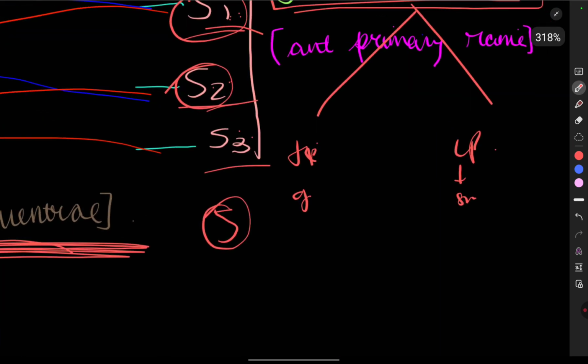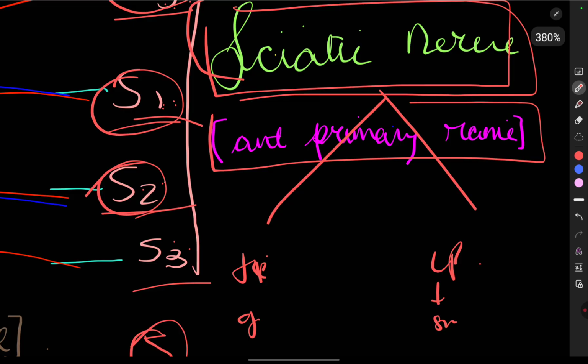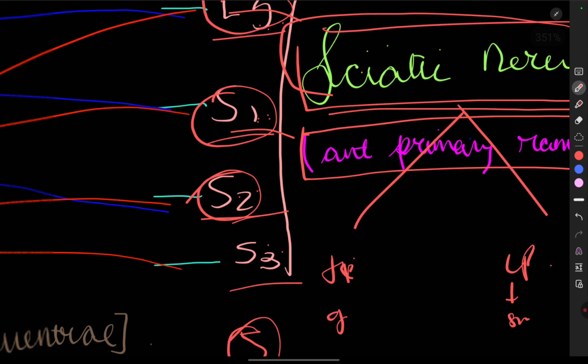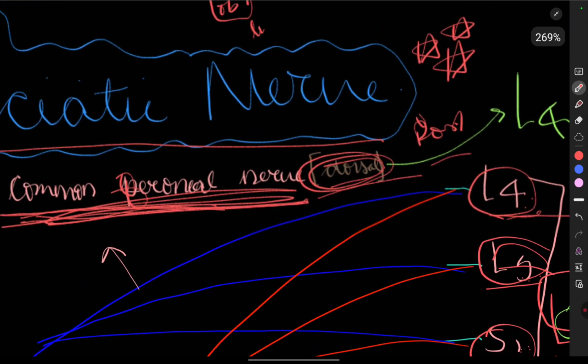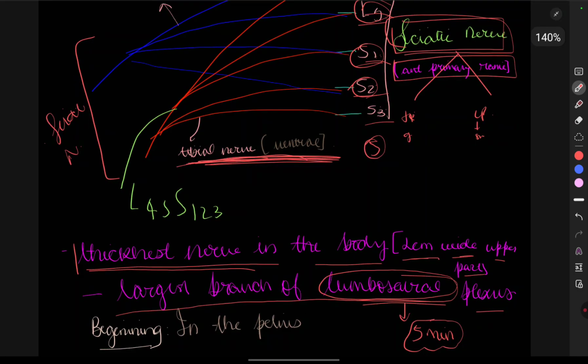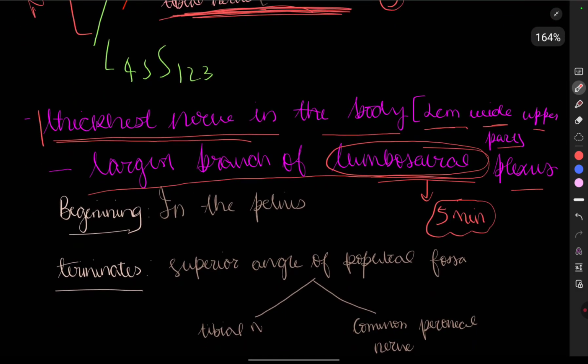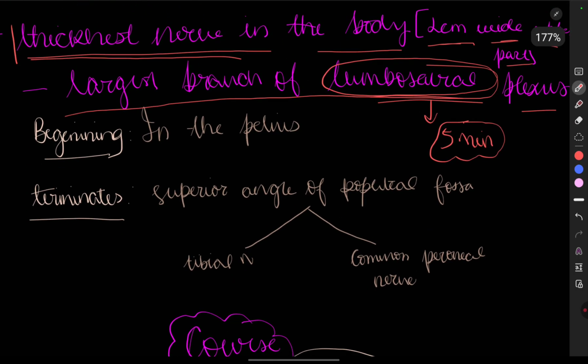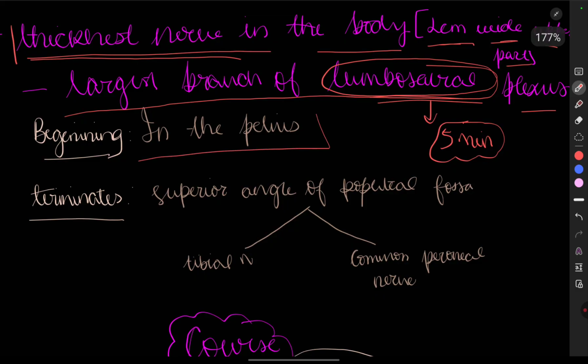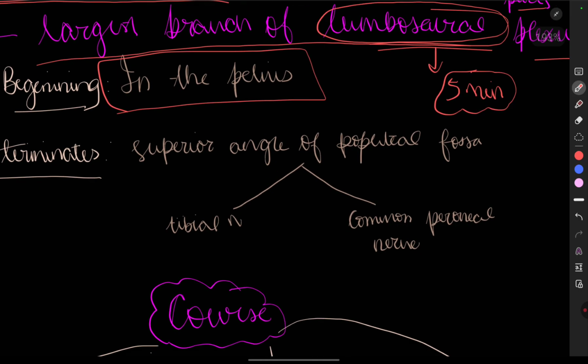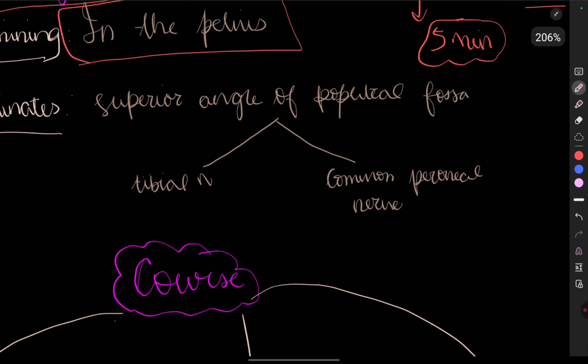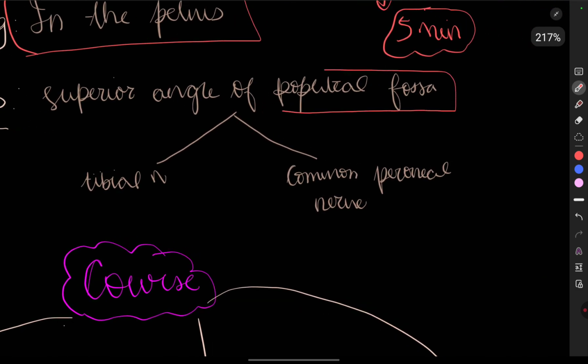Anterior primary rami of the ventral division form the tibial nerve, and the dorsal division forms the common peroneal nerve. So this is about the root value of both the nerves. Now, we saw this is the thickest nerve. Now we will see the beginning. It begins in the pelvis, and its termination is at the superior angle of the popliteal fossa.